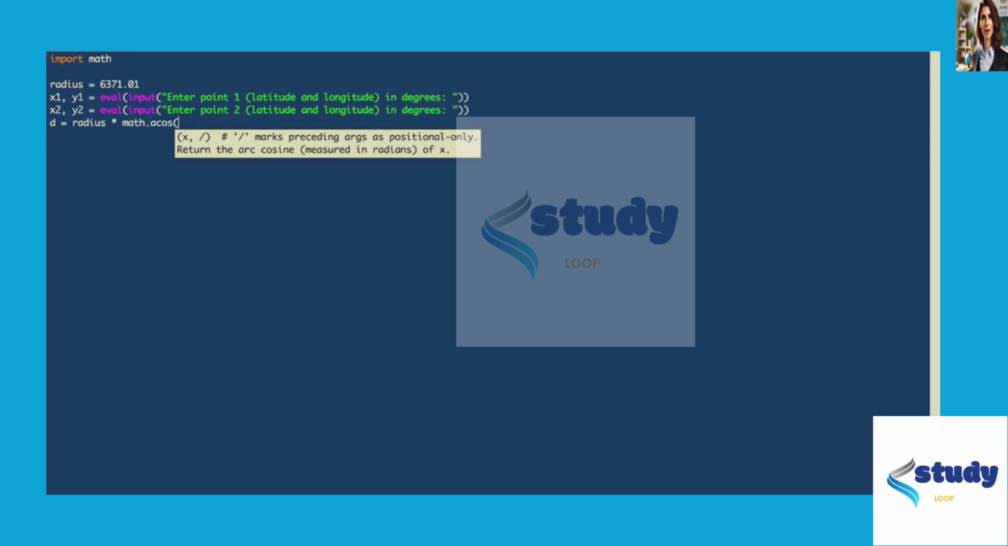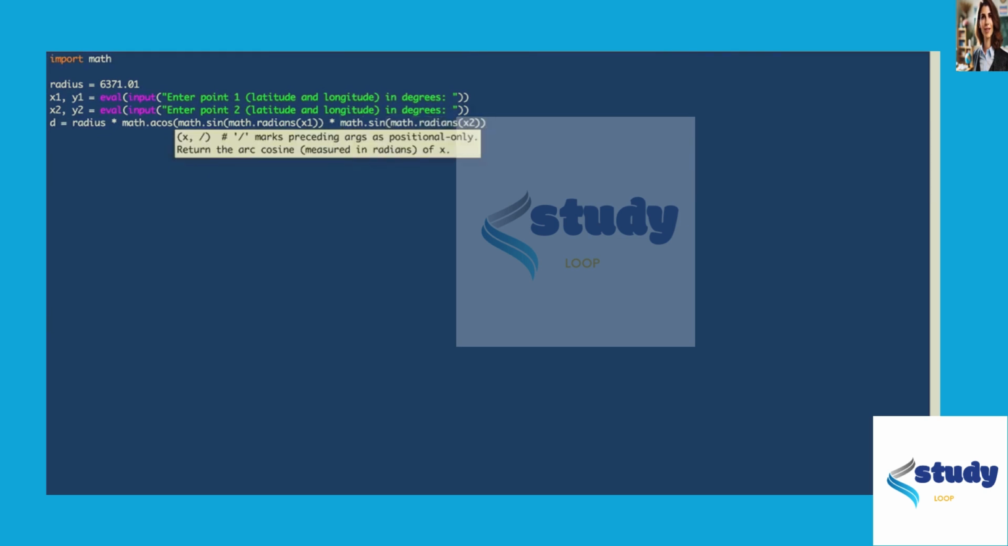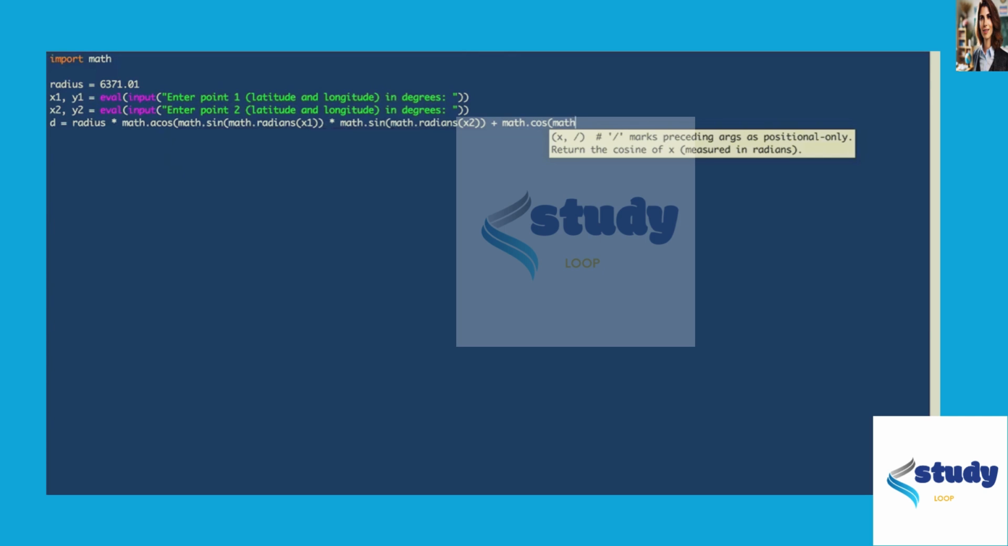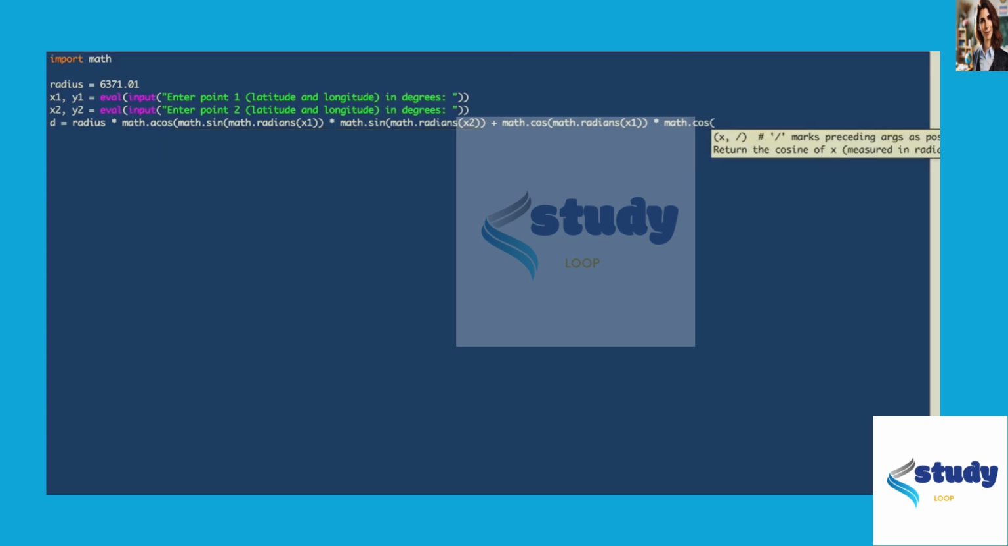of the sine of x1. So math.sine, and remember we want these converted to radians for this. So math.radians, which converts degrees to radians, of x1 times the sine of x2, math.sine, math.radians, x2 plus the cosine of x1, radians, x1 times the cosine of x2.